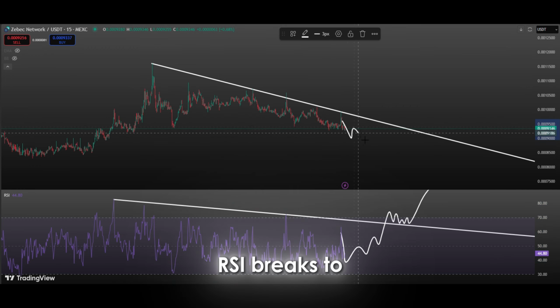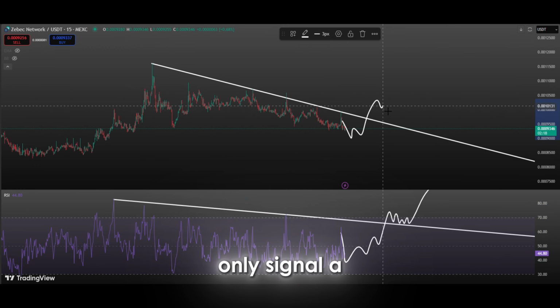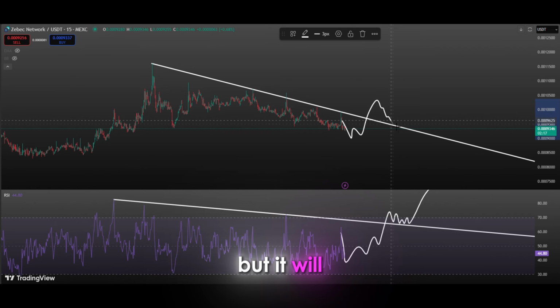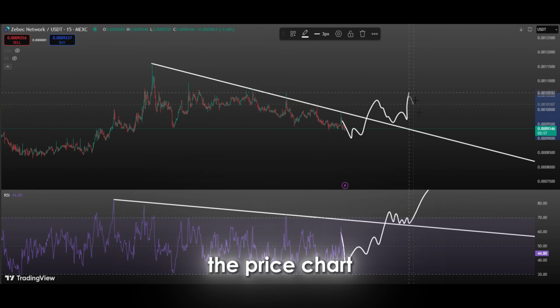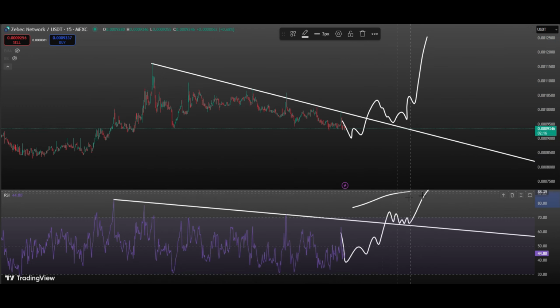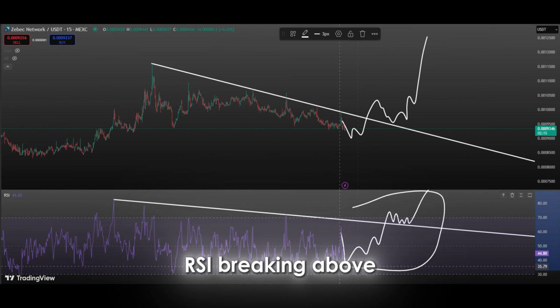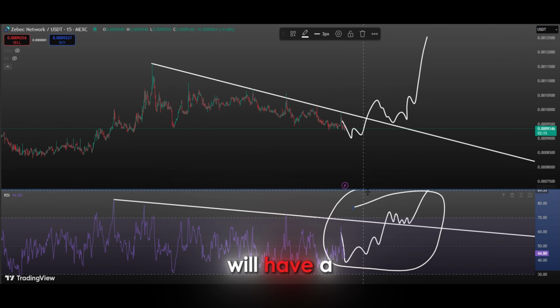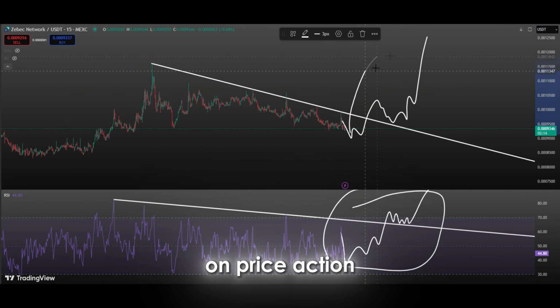So, if the RSI breaks to the upside, it will not only signal a strengthening in momentum, but it will also be a strong signal on the price chart for the downtrend to end and the uptrend to begin. In short, the RSI breaking above the falling trend line will have a direct positive impact on price action.